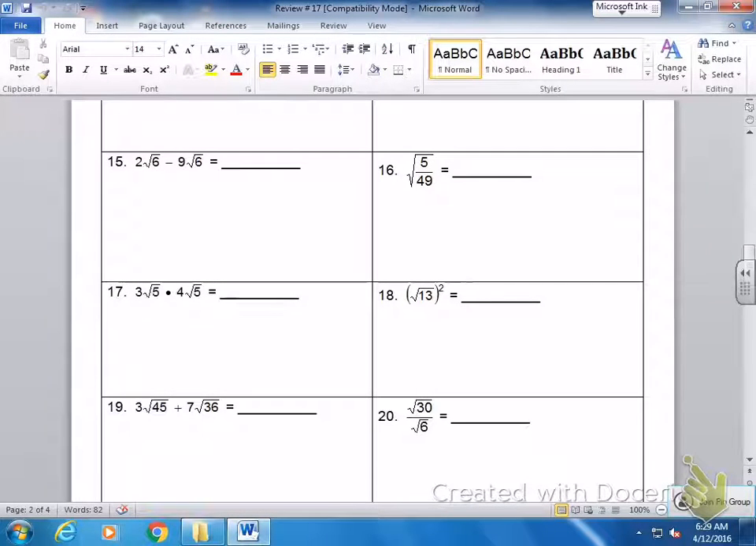I have the square root of 5 divided by 49. This is, again, one from 17.4, and there's nothing I can really do there. I want to check and see if I can simplify this fraction, but there's nothing I can do. So I'm going to rewrite it each under their own square root. So I have the square root of 5 divided by the square root of 49. Now, the square root of 5 we're stuck with besides its prime, but the square root of 49 is 7, so our answer is the square root of 5 divided by 7.